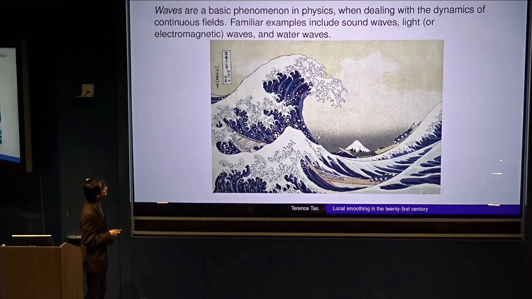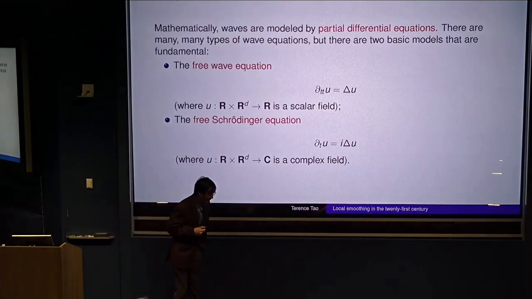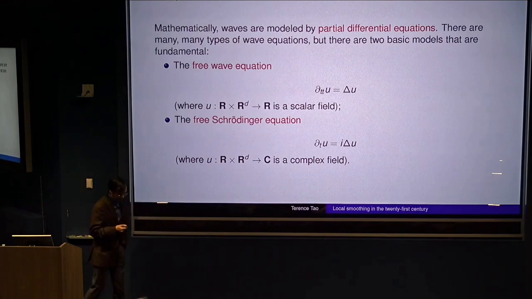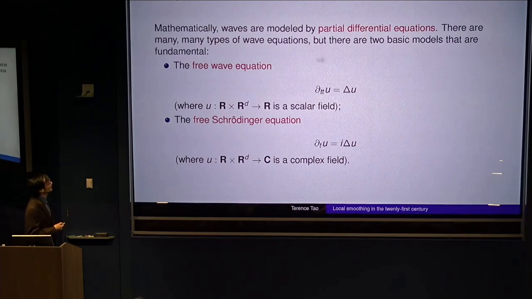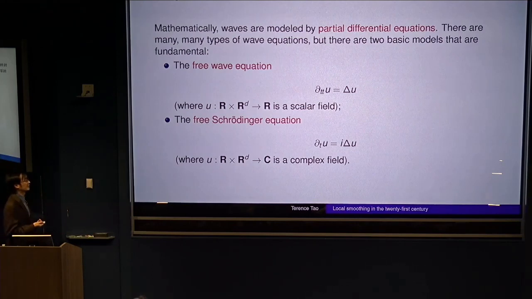In mathematics, we describe waves by partial differential equations, and there are dozens and dozens of wave equations out there. I'm not going to list them all, but I just want to show you what two of them look like, at least to a mathematician. Two of the most basic wave equations that we study: one is called the wave equation, or the free wave equation, and it describes, for example, sound waves or water waves to a first approximation.